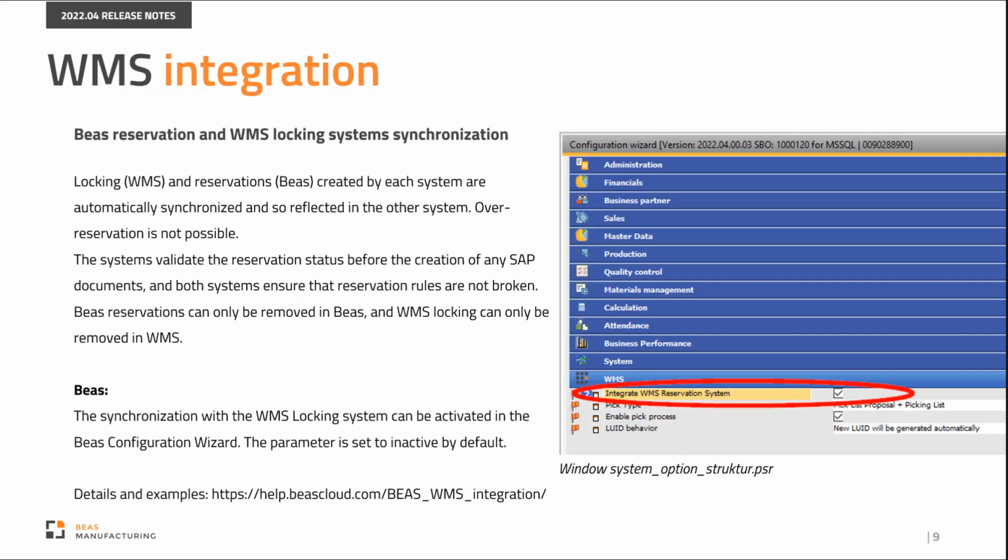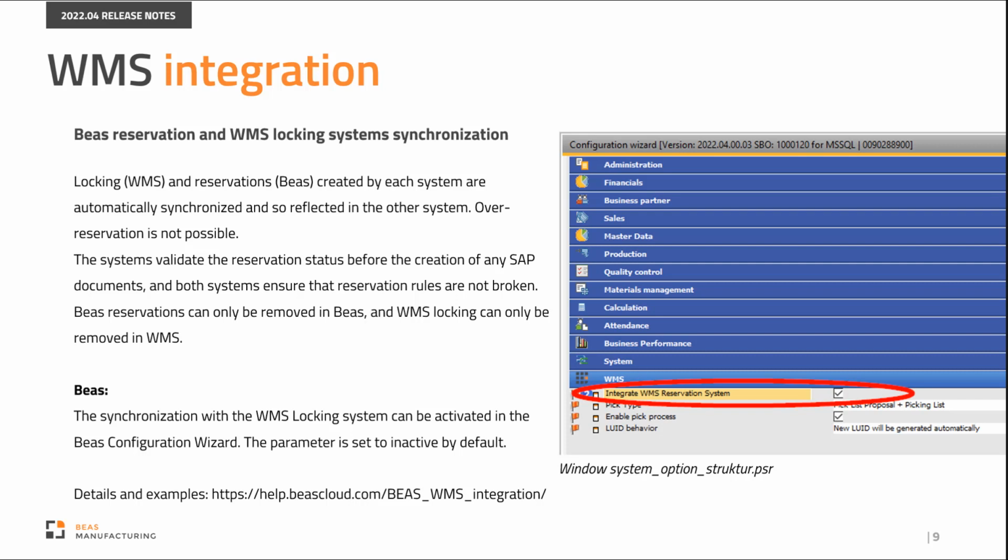Lockings from WMS and reservations in Beas created by each system are automatically synchronized and so reflected in the other system. Over-reservation is not possible. The systems validate the reservation status before the creation of any SAP documents, and both systems ensure that reservation rules are not broken. Beas reservations can only be removed in Beas, and WMS locking can only be removed in WMS.